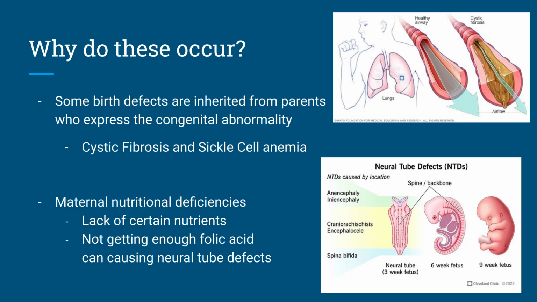Some birth defects are inherited from parents who express the congenital abnormality. Some examples of inherited traits are cystic fibrosis and sickle cell anemia. Another contributing factor is maternal nutritional deficiencies. An important nutrient for mothers is folic acid, and when a mother does not get enough folic acid before and during pregnancy, it can cause neural tube defects.